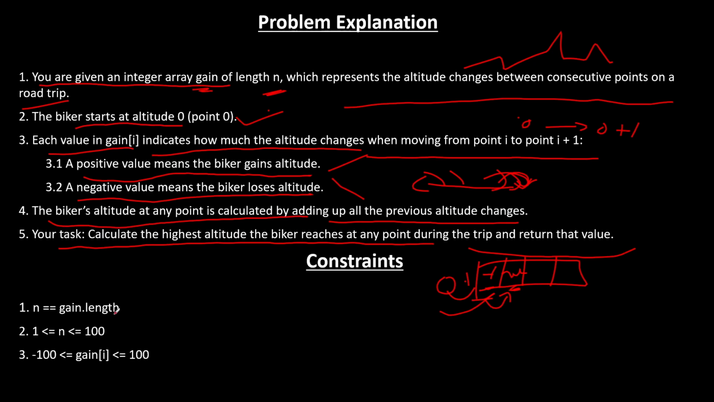And the constraints are n is basically the length of the gain array, and n could be from 1 to 100, and gain values, the altitudes, could be from negative 100 to positive 100. I hope you understood the explanation. Now let's move to the next slide.